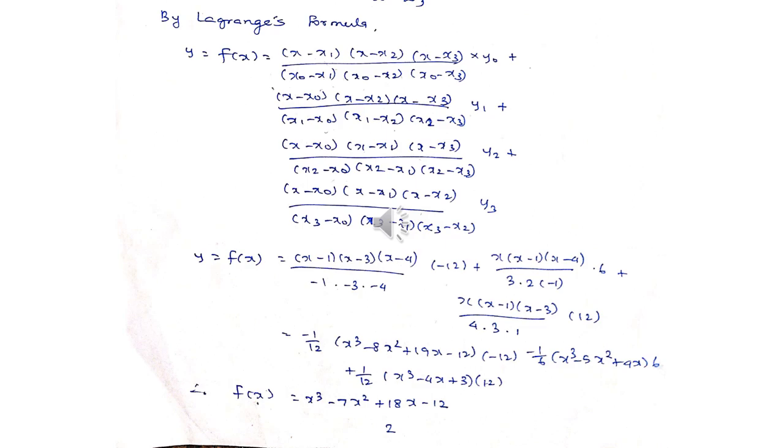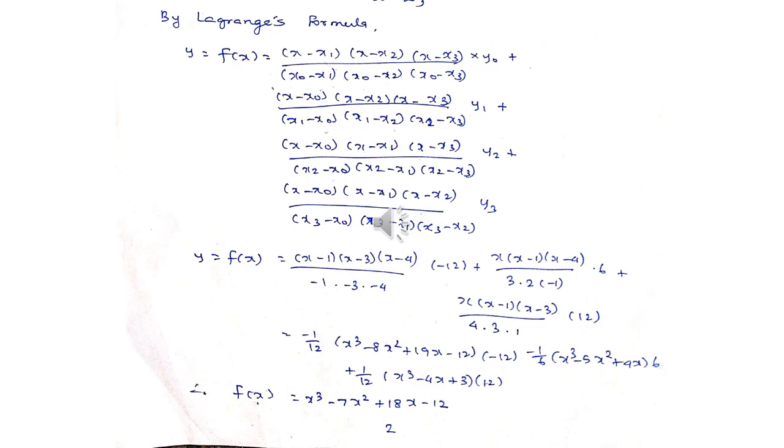Y equal to f of x equal to x minus x1 into x minus x2 into x minus x3 divided by x0 minus x1 into x0 minus x2 into x0 minus x3 into y0 plus x minus x0 into x minus x2 into x minus x3 divided by x1 minus x0 into x1 minus x2 into x1 minus x3 into y1 plus x minus x0 into x minus x1 into x minus x3 divided by x2 minus x0 into x2 minus x1 into x2 minus x3 into y2 plus x minus x0 into x minus x1 into x minus x2 divided by x3 minus x0 into x3 minus x1 into x3 minus x2 into y3.